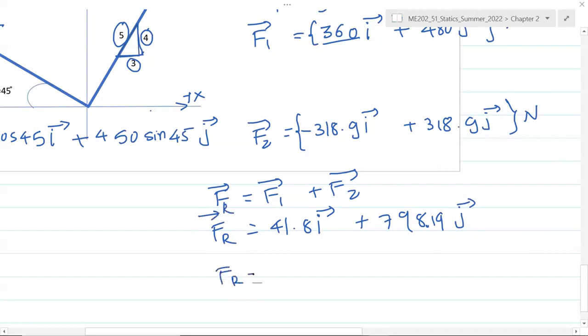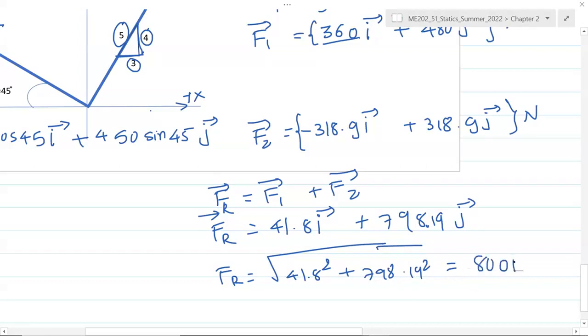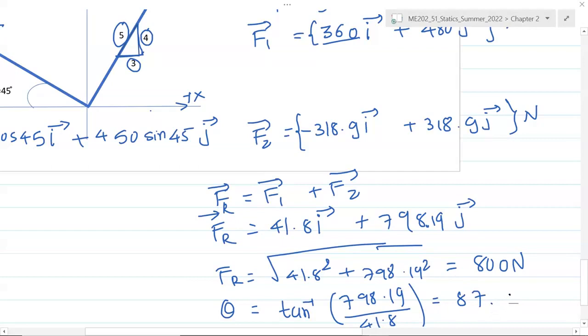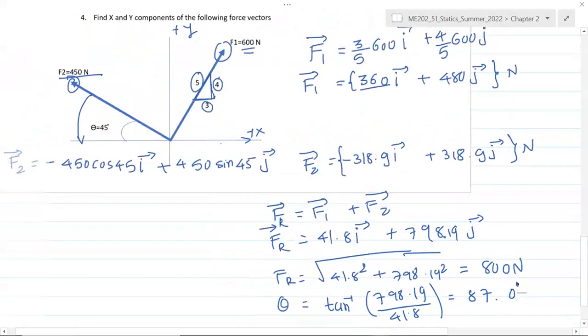And the magnitude of Fr is square root of 41.8 squared plus 798.19 squared. And that is almost 800 newtons if you round it to three significant figures. And angle theta is tan inverse of 798.19 divided by 41.8, and that is 87.0 degrees. Okay, and that is the resultant force.